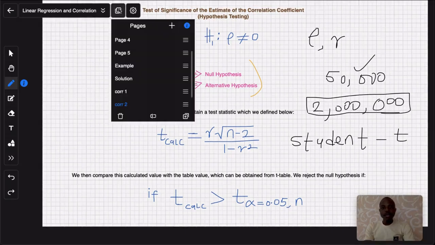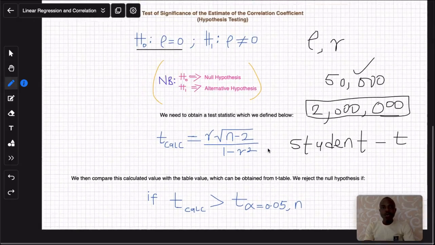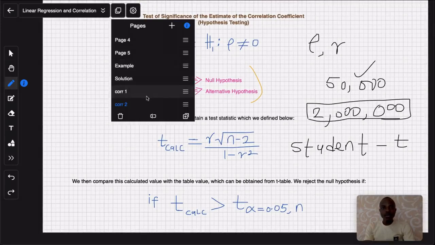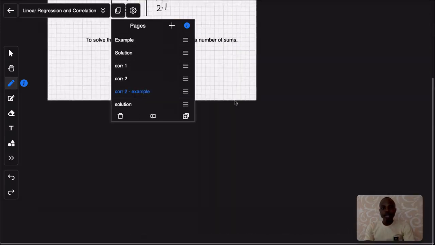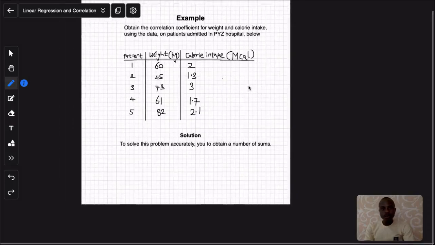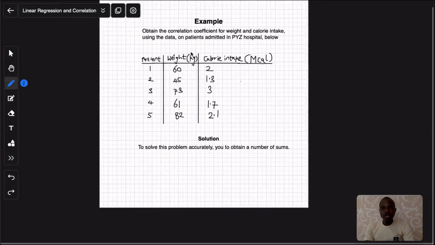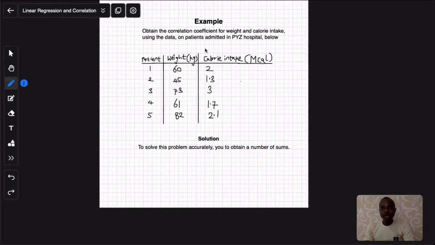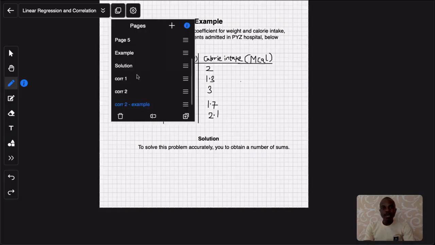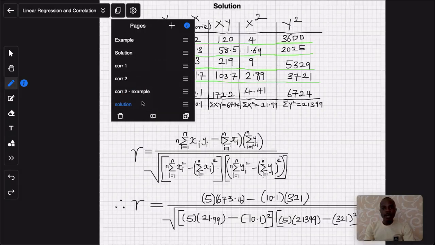Now, let's see what we can do with our correlation. Let's look at an example. Obtain the correlation coefficient for weight and calorie intake using the data on patients admitted in PYZ hospital below. Now, we have this data, and what we need to do is to obtain some sums, the sums that were written in the formula.